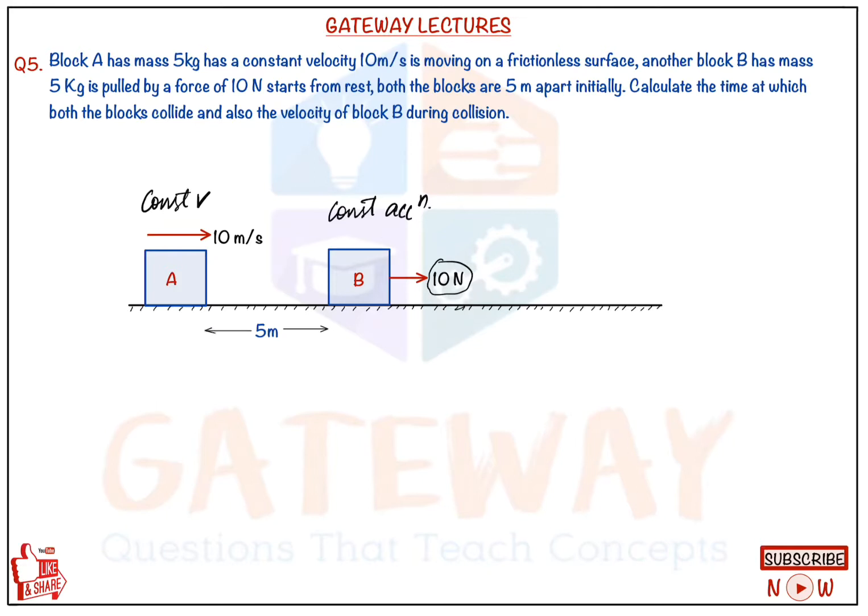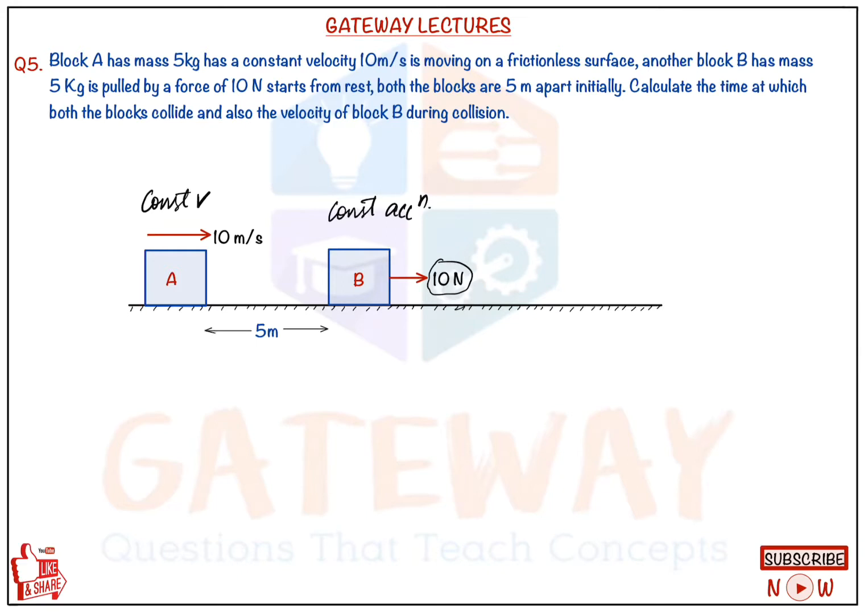For that, first we'll go through the question. Block A has mass 5 kg and a constant velocity of 10 meter per second, moving on a frictionless surface, so there is no friction between the block and the surface. We can take a friction case also; that will be our next question. Another block B has mass 5 kg and is pulled by a constant force of 10 newtons, starting from rest. Both blocks are 5 meters apart initially. Calculate the time at which both blocks collide and also the velocity of block B during collision.